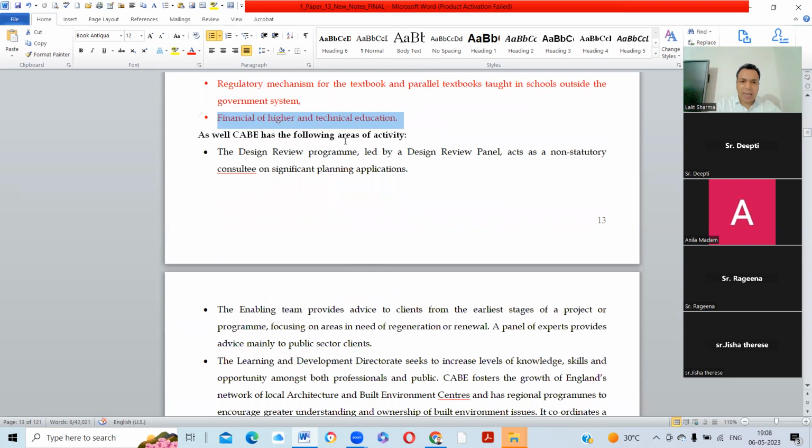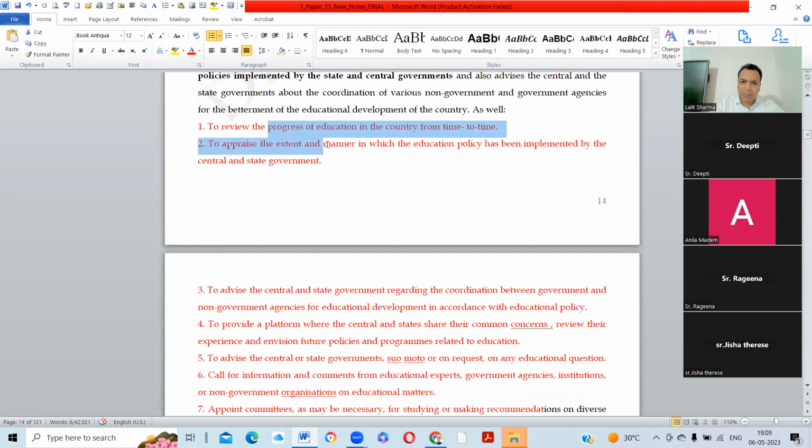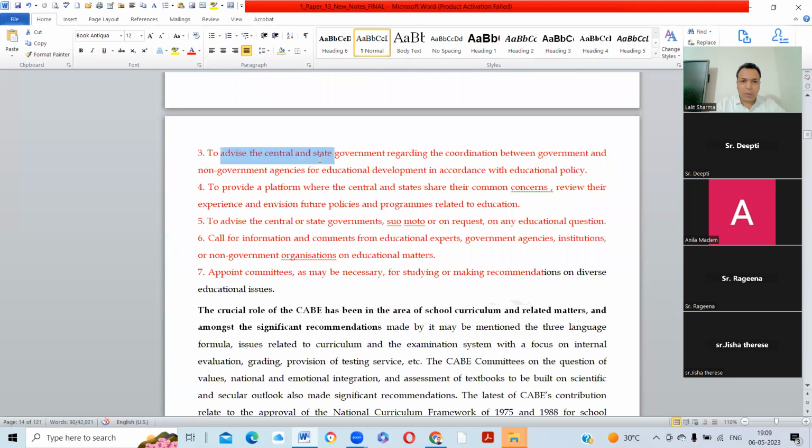So look, CABE has the following areas of activity. These are the functions of CABE. You have to learn them, because the question has come: define the role of CABE. These are to advise the central and state governments, and to provide a platform where the central and state governments share their common concerns, review their experience, and envision future policies and programs related to education.